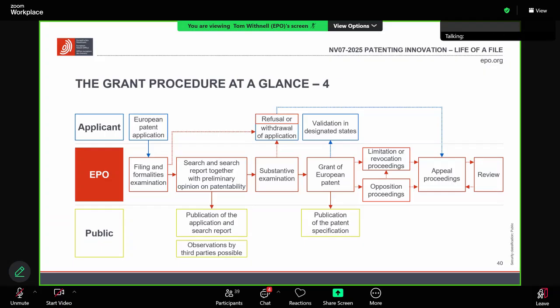So we came to the end of the procedure. And as you see from this graph, now we better understand it. The blue arrow from refusal goes to appeal proceedings. The grant can lead to opposition, which can lead to appeal, but also refusal can lead to appeal. Next one, please, Tom.